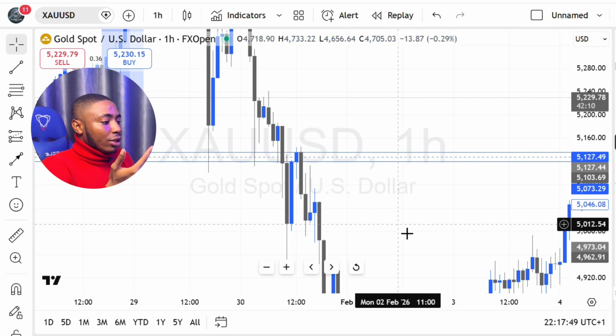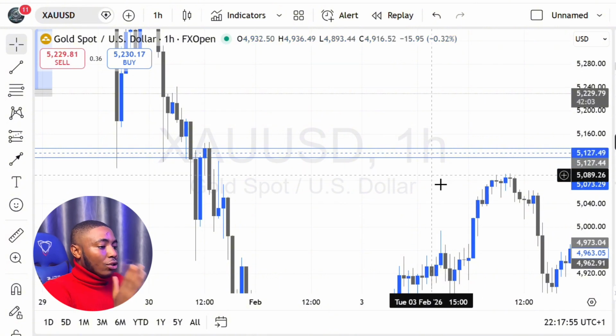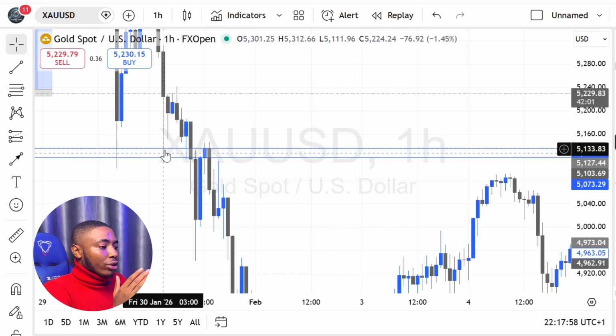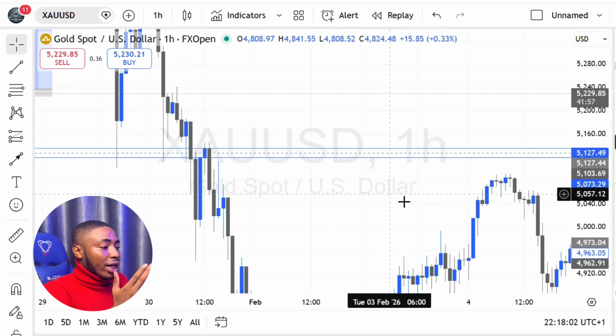On every rule, you should expect that after this supply zone was created and market went to the downside, you should expect gold to come all the way and react in that supply zone to continue selling. But that's not what happened. So because of this rejection, and this supply zone, I marked out my zone expecting gold to react there.